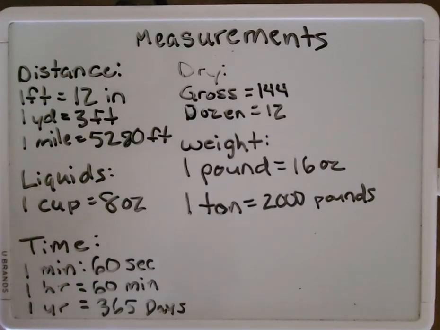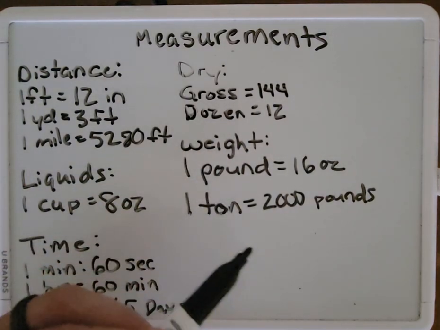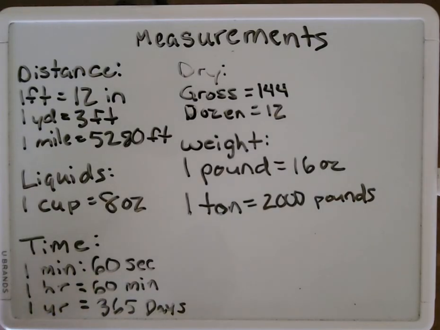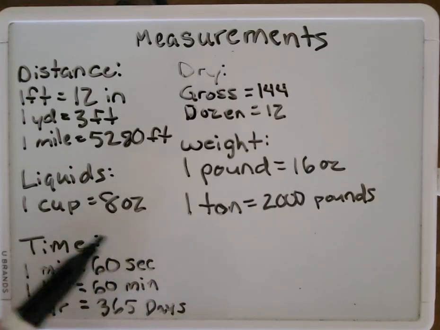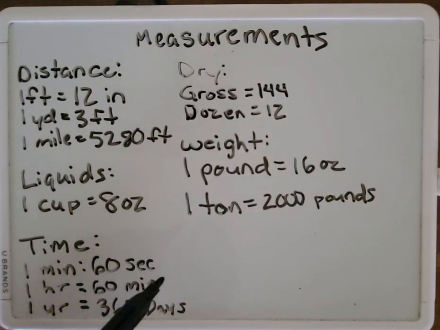Moving up, we're going to go over the dry. You will see it in questions where it's asking what the gross is, right? Gross equals 144, whereas dozen equals 12. You need to know that in order to be able to do the math. Finally, we're going to move down to the weight. It takes 16 ounces to equal 1 pound. And it takes 2,000 pounds to equal 1 ton, right?